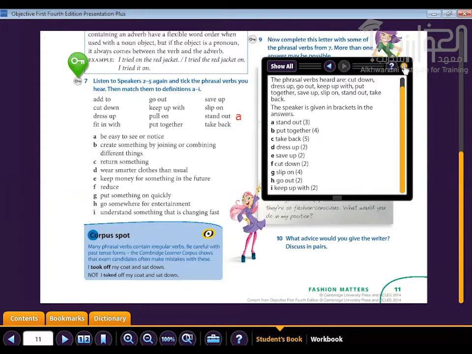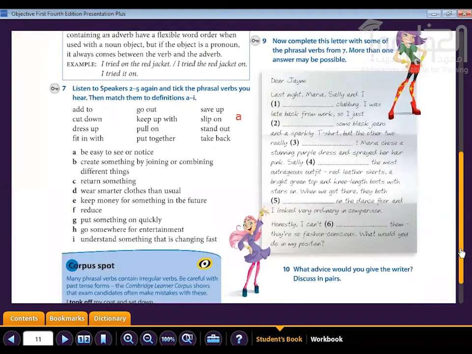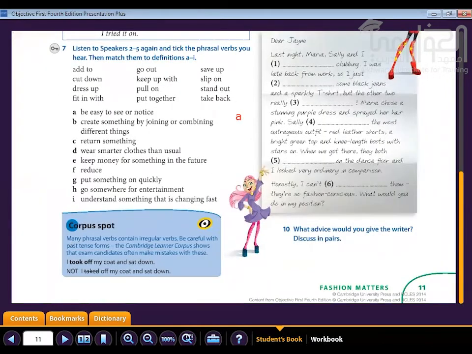So let's now look at another activity now. We have here some phrasal verbs. Let me make this a little bit big for you to see. Now, some phrasal verbs.